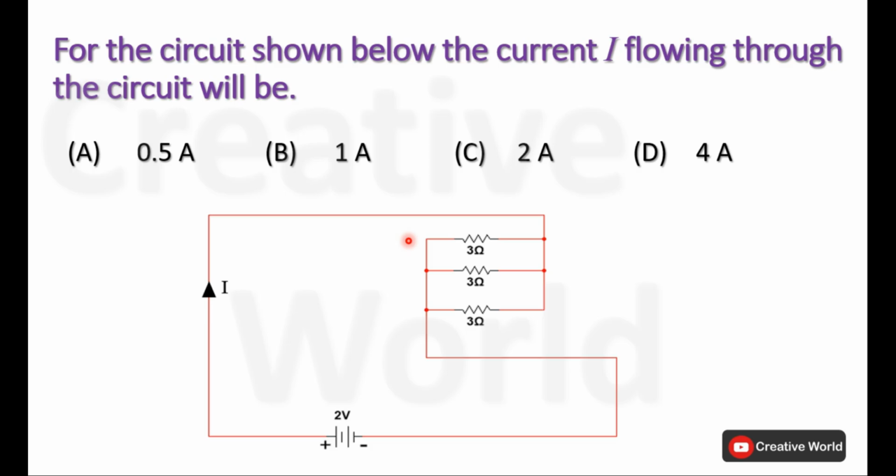The arrangement of this circuit looks like a parallel connection. So we can use parallel connection formula to calculate the equivalent resistance of this circuit, which is R equivalent equal to R divided by N, 3 divided by 3 equal to 1 ohm.